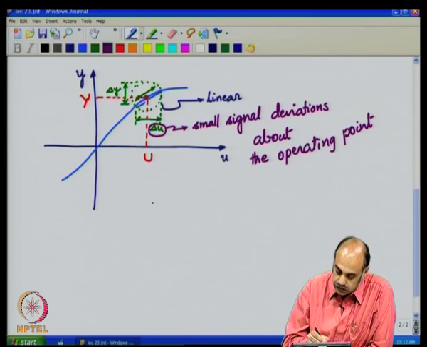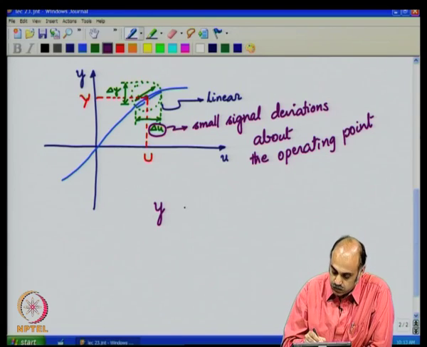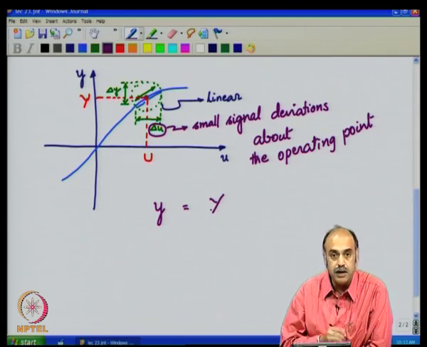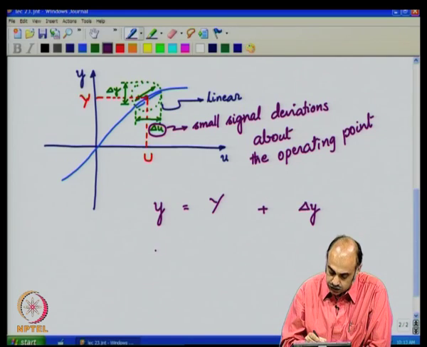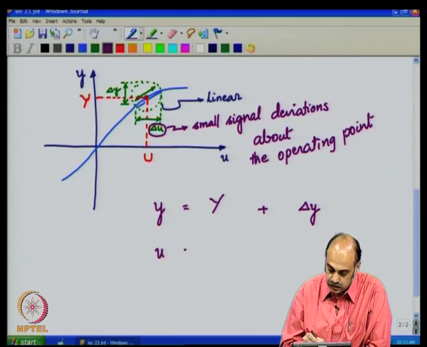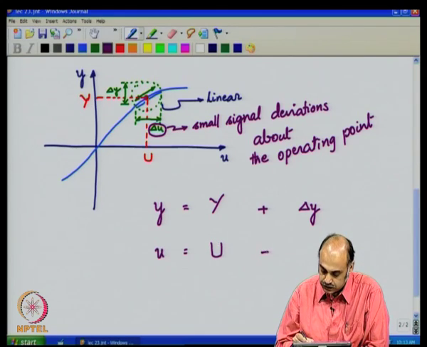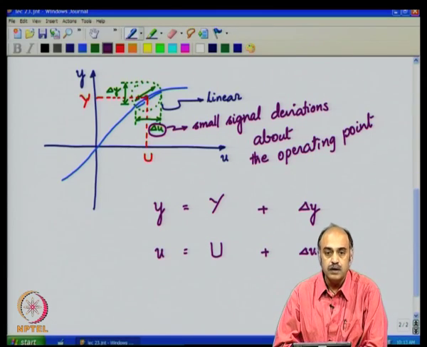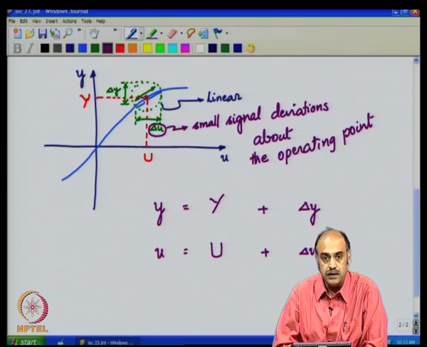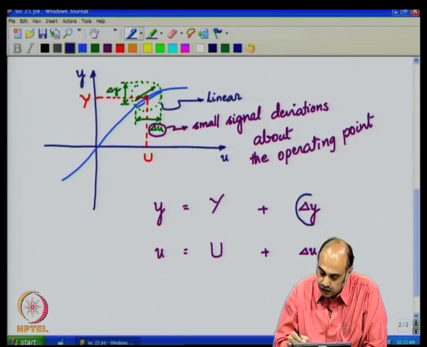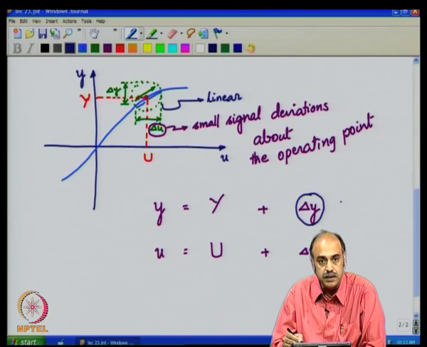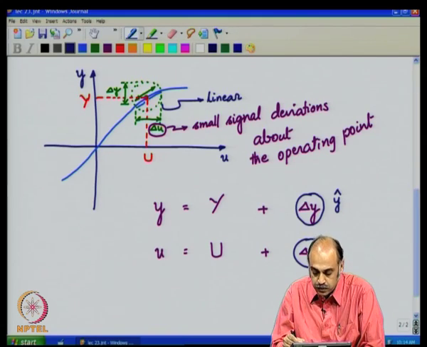So, we see that the large signal model y is composed of two distinct parts, the steady state part plus a small signal part delta y. Same way, this large signal input u is composed of a steady state part plus delta u. Now, this delta y, delta u, which are the deviations in the neighborhood of the operating point, we have actually termed them with a different symbol when we were developing the state space representation. We used to call them, if you recall, y hat, and the delta u used to be called u hat.